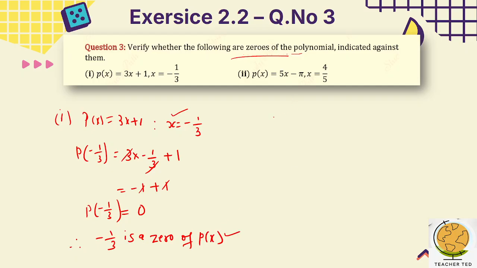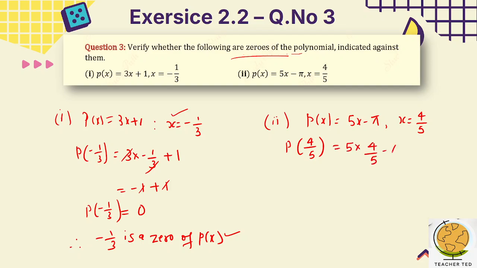Similarly, for the second problem, you need to substitute x is equal to 4 by 5 in the given polynomial. Let us substitute that. P of x is equal to 5x minus pi, where x is equal to 4 divided by 5. So substitute 4 by 5 wherever x is available in the polynomial. There is only one x here. 4 by 5 minus pi.